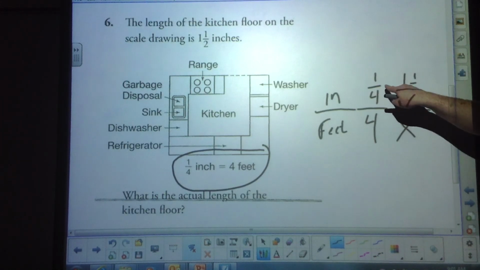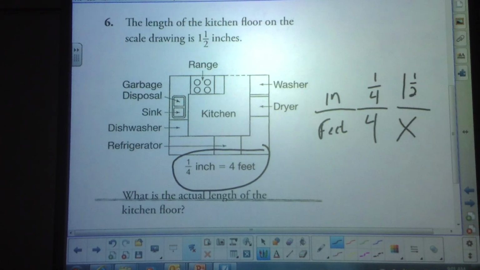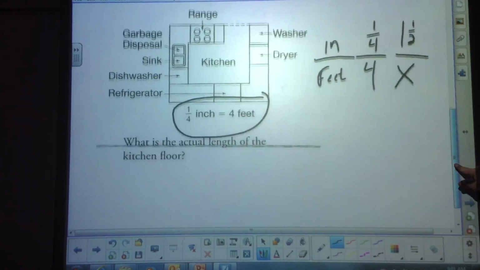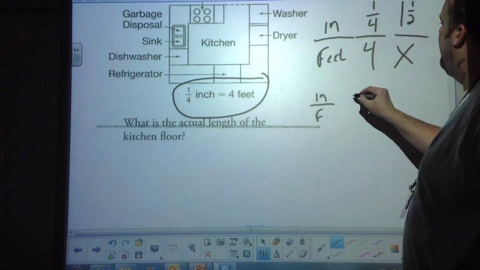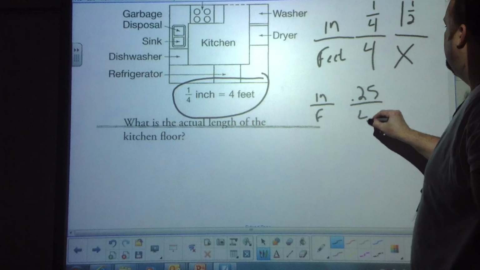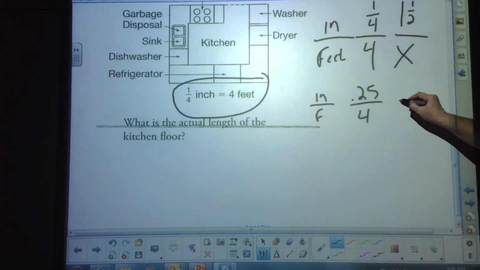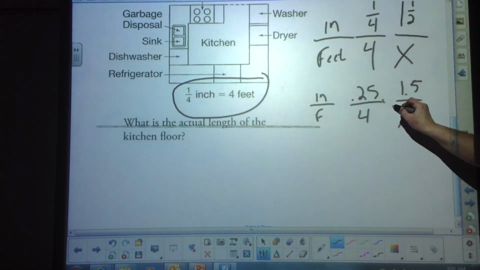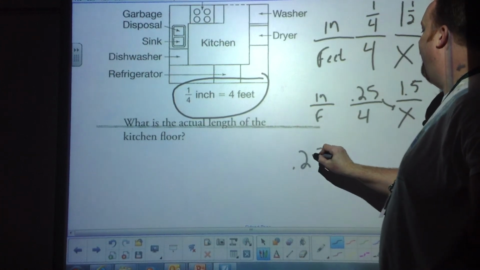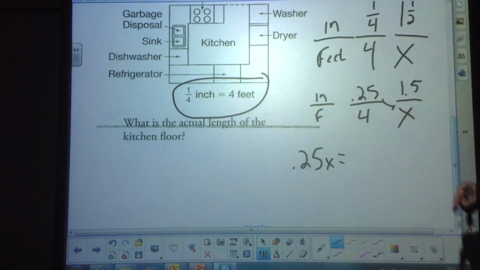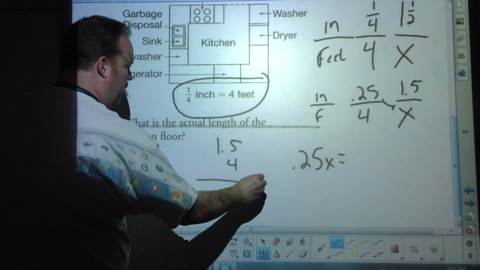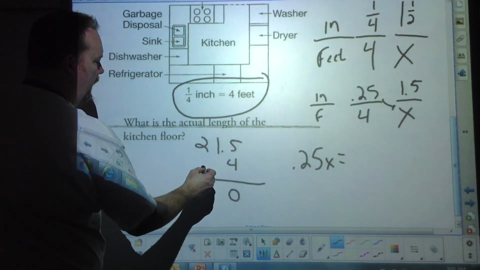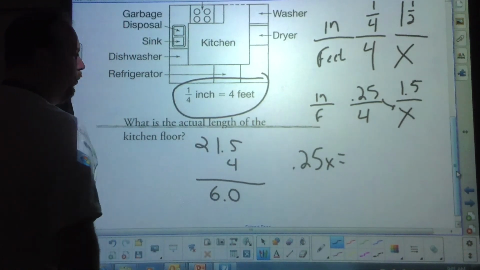And again, this is where you really need to learn your fractions. I am going to go ahead and convert that, because to me it's much easier. I'm going to say inches over feet equals 0.25 over 4, and 1.5 over x. So this is the easy part. We got 0.25x equals, now 4 times 1.5. Well, let's go over here and do that. 1.5 and 4. That's 0, 2, 6. Move my decimal place over one time.